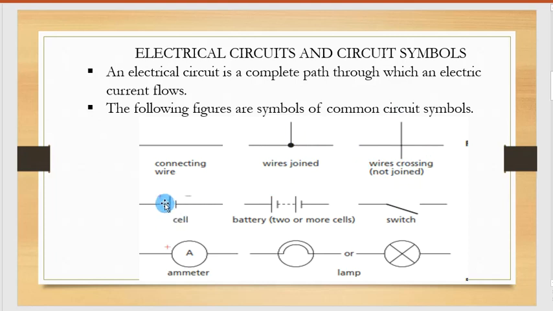Then this is a cell where the longer part is the positive terminal and the shorter part is the negative terminal. Then this is a battery, which is a combination of cells. So a battery is made up of two or more cells. So this is a cell and that's a cell. Now the dashed lines indicate that there are many other cells between the two. So this is a battery, and then this is a symbol of a switch.